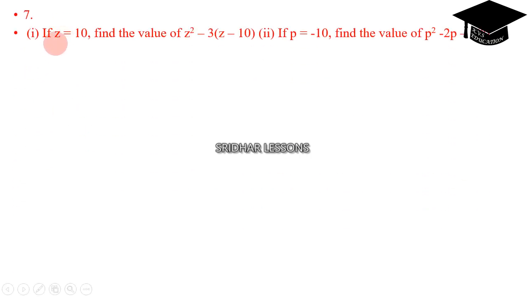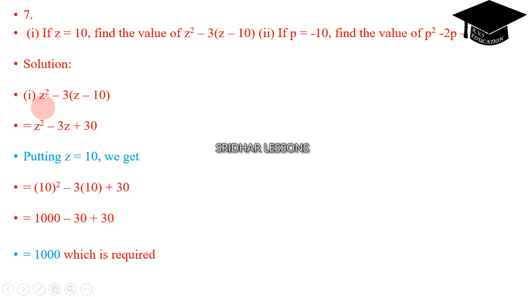Question number 7. If z is equal to 10, find the value of z square minus 3 into z minus 10. Z square minus 3 into z minus 10 can be written as z square minus 3z plus 30. So we have to put the value of z as 10. We get 10 square minus 3 into 10 plus 30. So 10 square is 100. This is not 1000. Minus 30 plus 30 will get cancelled. 100 is the answer.